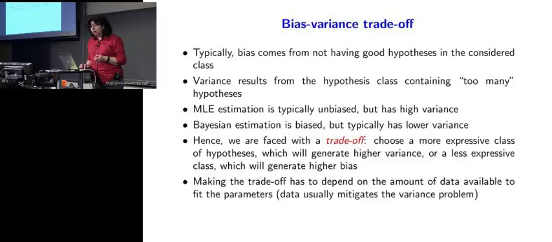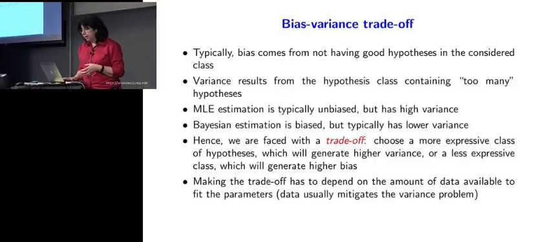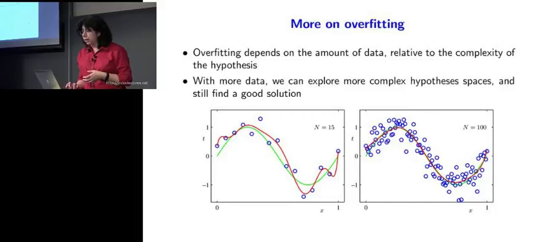We're going to talk in a minute about maximum likelihood estimation versus Bayesian estimation. This is one way in which you can tweak the bias-variance trade-off. But typically, this is a choice that you have to make, and you make it based on the amount of data that you have.